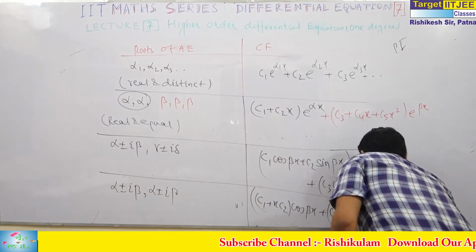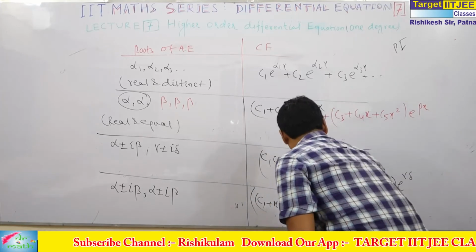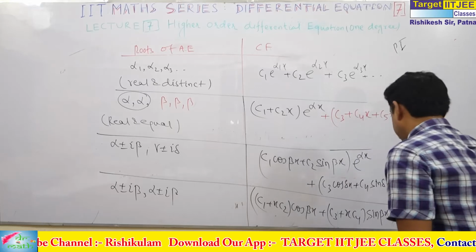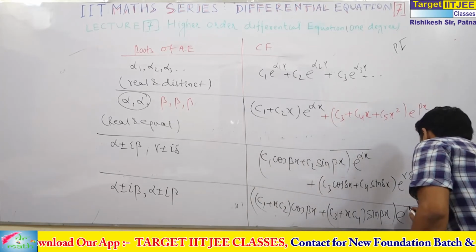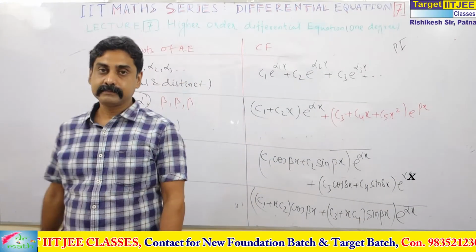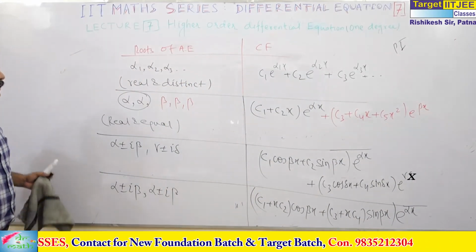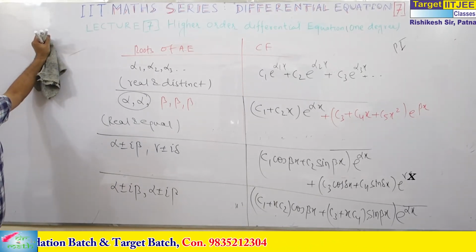sin beta x. And finally, it's e to the power, let me take a bracket in between, alpha x. So this is the way to get the complementary function.